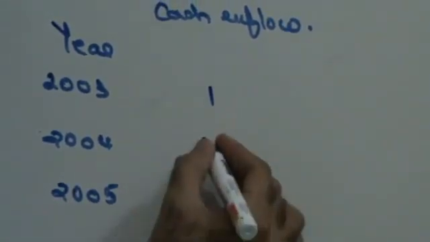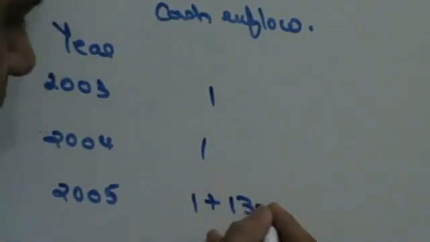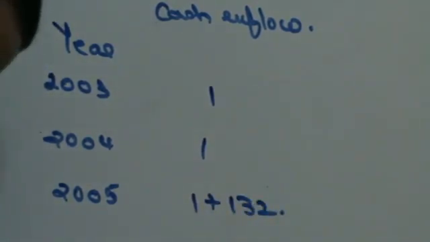Now, dividend of 10%. Dividend is always paid on face value. The face value of Riddhi Limited is given to me as 10 rupees. 10% on 10 rupees is 1 rupee, every year. Plus, in the year 2005, I am selling the shares for 132 rupees.